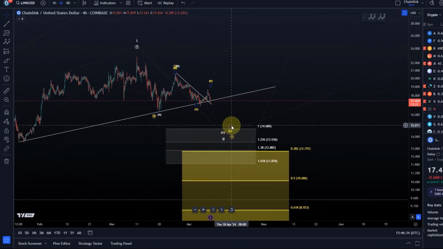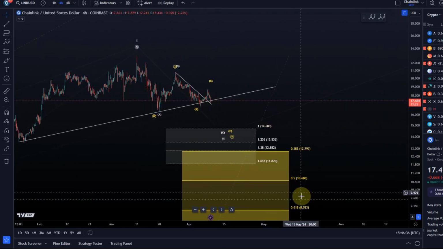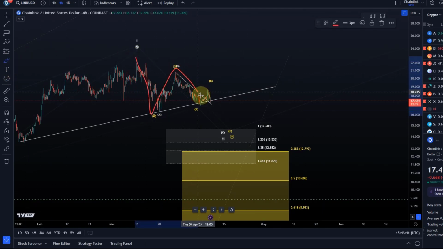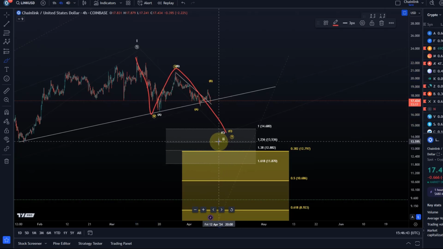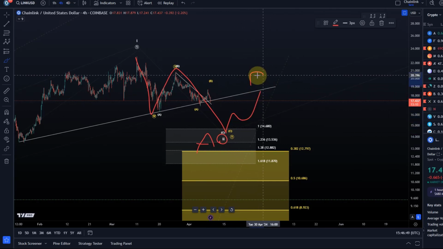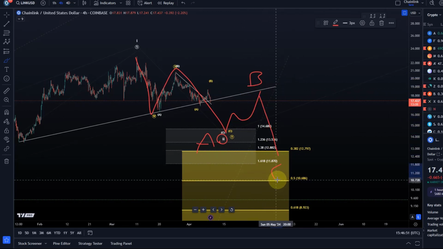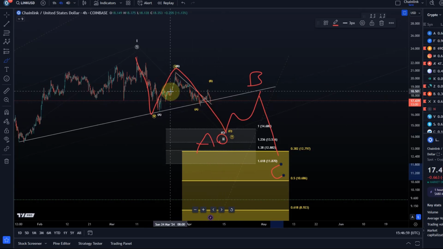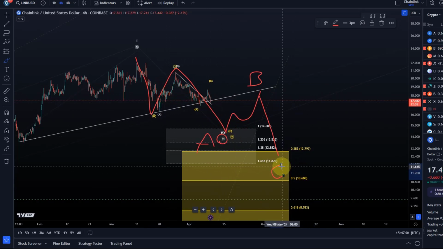But we need to be aware that this correction could easily subdivide further. What might just be an initial ABC structure or WXY could be wave 2, but it could also be an A wave of an even larger correction. Then we get a B wave rally and then come down in wave C later. Even if we get to 14.60, it's just going to be a very shallow correction. That always keeps the door open for a more extended ABC structure.